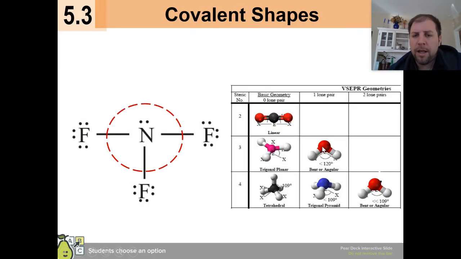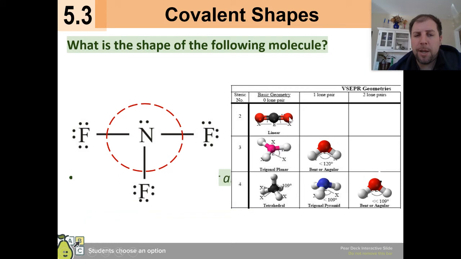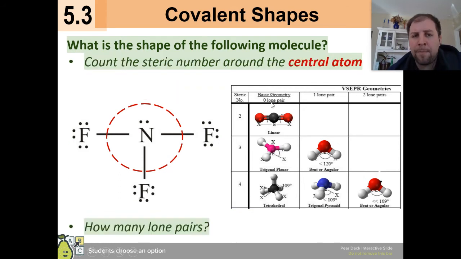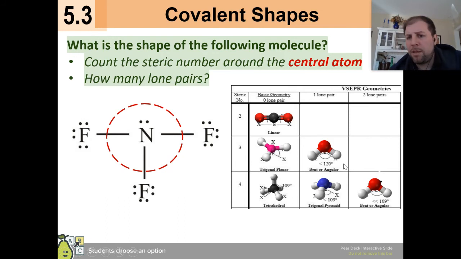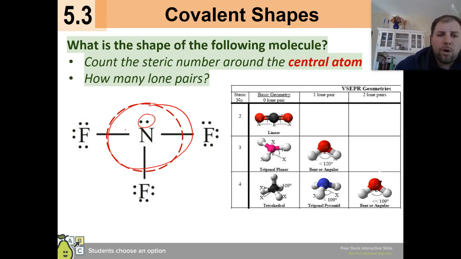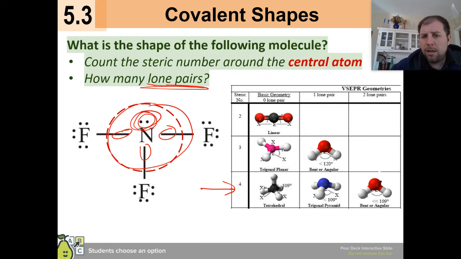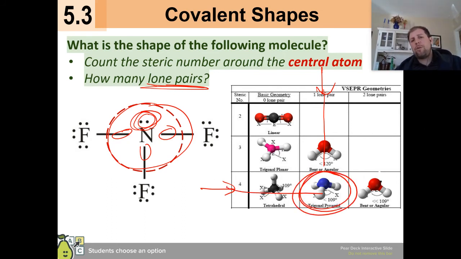Okay, so let's take a look at this. What is the shape of this molecule? Count the things around the central atom, and then subtract from them the lone pairs to see where you end up on this table. If I look at this, we have got 1, 2, 3, 4 things going on around the central atom. So we're in this row. Now, how many of them are lone pairs that are invisible to us? One of them is a lone pair that's invisible to us. So we're in this column, down here. This is a trigonal pyramidal shaped molecule.